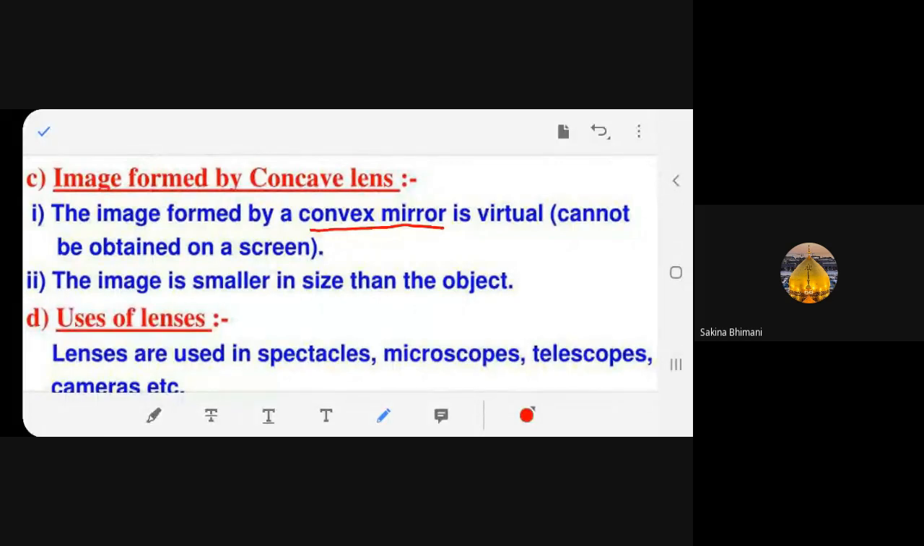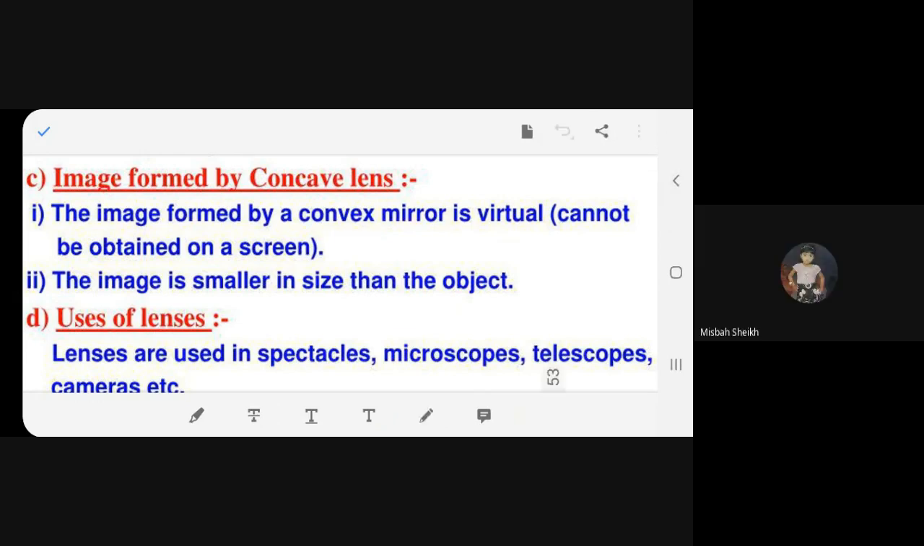So, what is the image formed by concave lens? It's always virtual. That means you cannot get it on screen, and it is always smaller in size. So, concave lens is fixed, but convex lens is not fixed. Concave lens is fixed that the image is always virtual, and it is smaller in size. You have to remember it or learn it by heart. You understood, all of you? This is what you have to learn about concave lens.